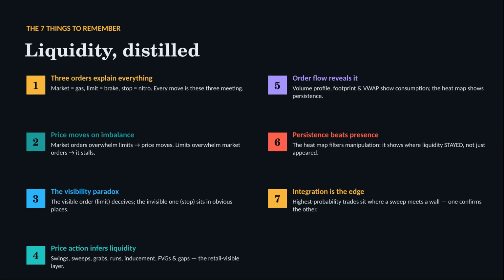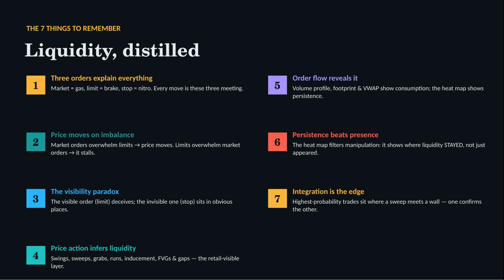4. Price action infers liquidity. Swings, sweeps, grabs, runs, inducement, gaps, all the retail visible layer. 5. Order flow reveals it. Volume profile, footprint, and VWAP show consumption, while the heat map shows persistence. 6. Persistence beats presence. The heat map filters manipulation by showing where liquidity stayed, not just where it appeared. And 7. Integration is the edge. The highest probability trades sit where a sweep meets a wall and one signal confirms the other.